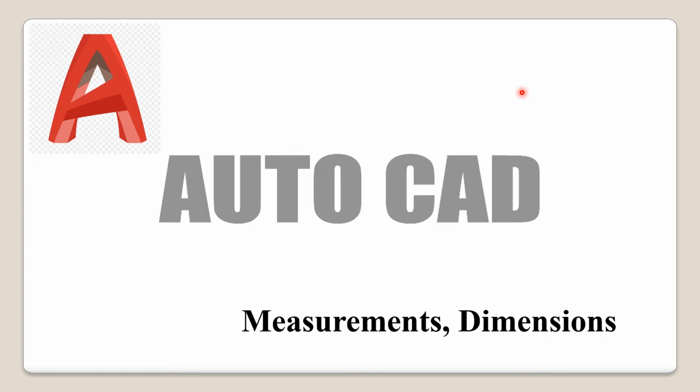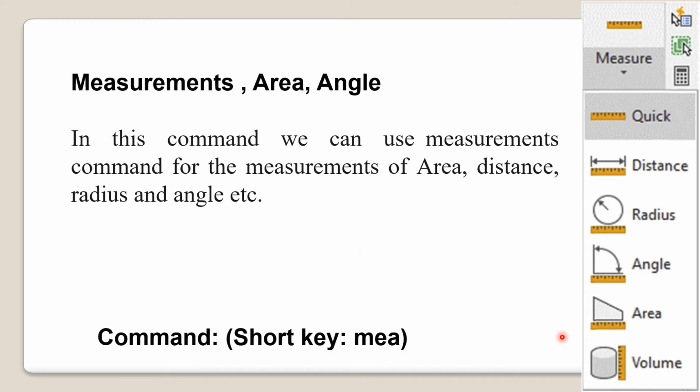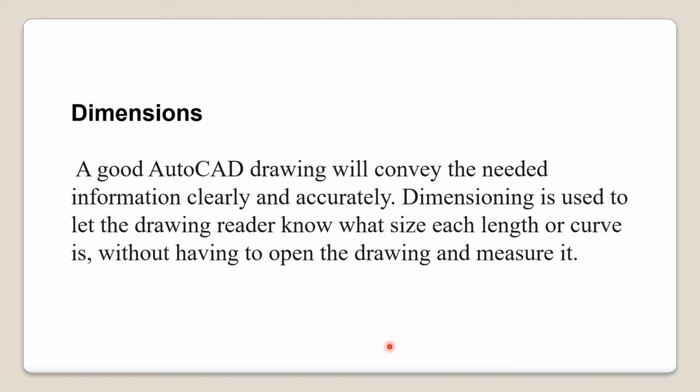In this lecture, I will discuss two important topics of AutoCAD, that are measurements and dimensions. Measurements: in this command, we can use the measurements command for the measurement of area, distance, radius and angle. The short key for measurements is MEA. Dimensions.